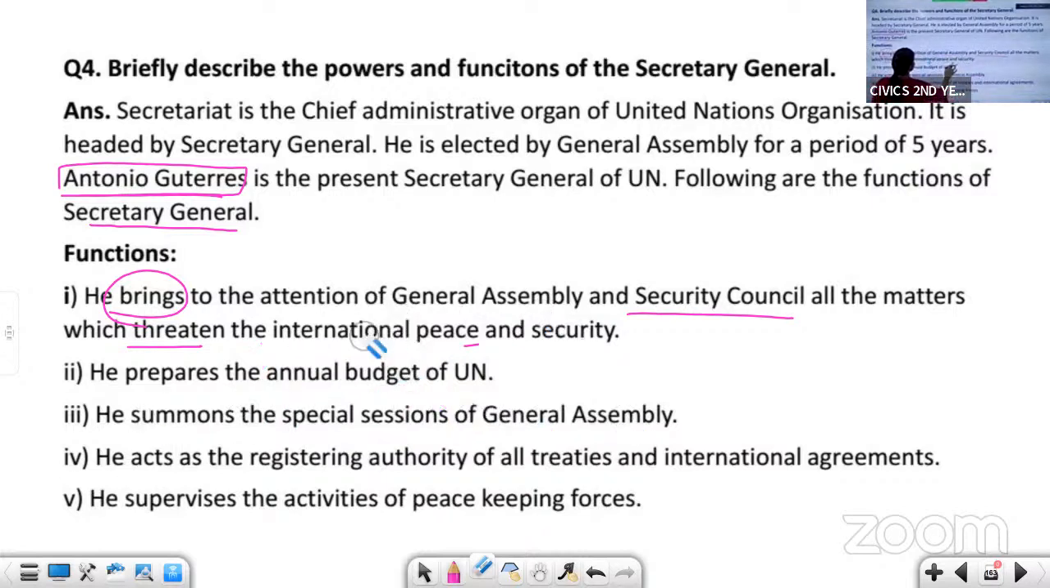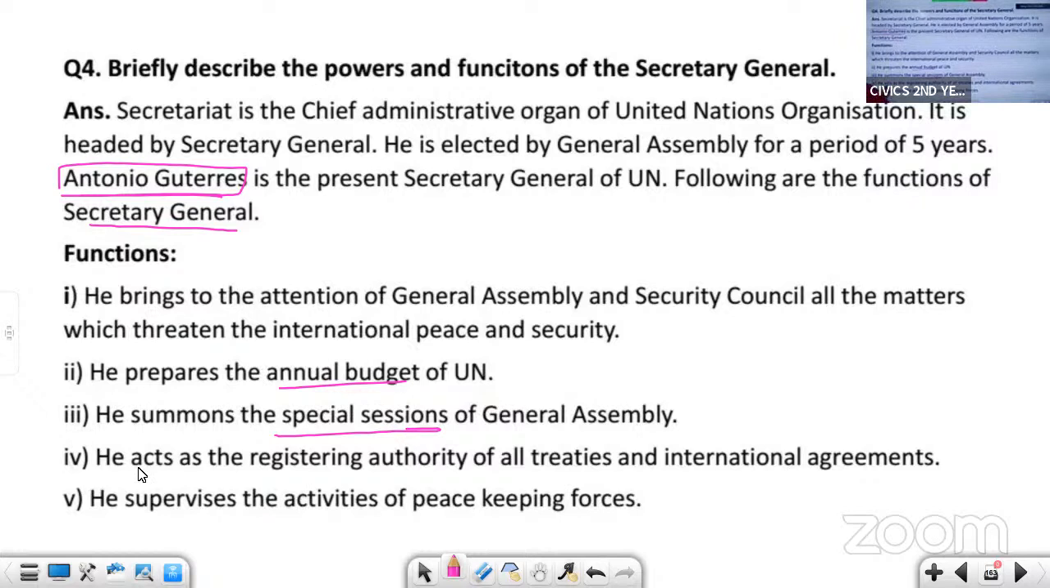So what is this Secretary General doing? He is looking at whether there is any threat to security or international peace, then he will bring that issue to the notice of the General Assembly and Security Council. Then he will prepare the budget of UNO and he summons the special sessions of the General Assembly.